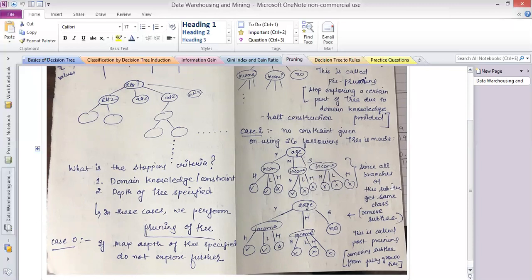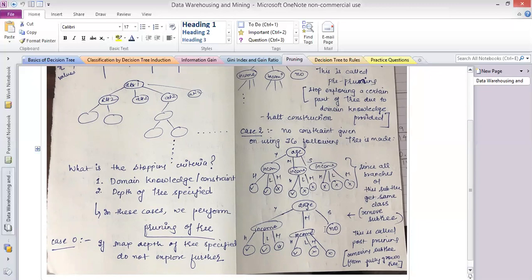So since all the branches of this subtree get the same class, you remove the subtree. This is called post-pruning, where you remove the subtree from a fully grown tree. So now we convert it into this. These both are actually giving you the same result. But this is the case of pre-pruning, when you were given the constraint, and this is the case of post-pruning. In post-pruning, you write the entire decision tree, and you notice that there's a certain part which is giving you the same result irrespective of all the branches. So you cut down the entire subtree and write a label there.